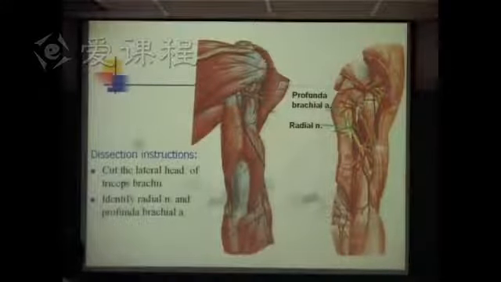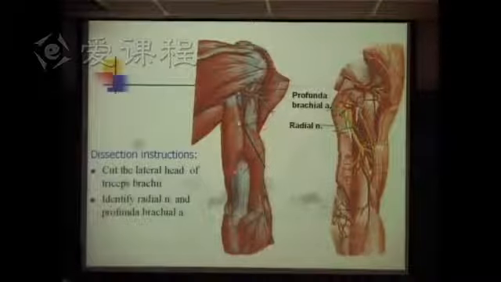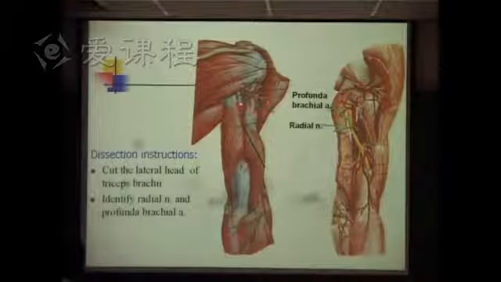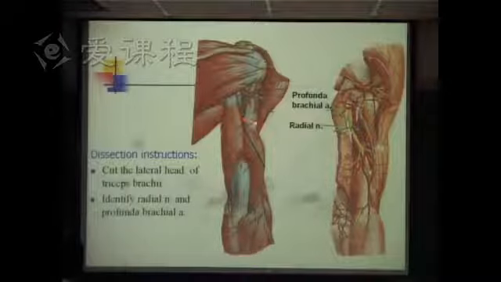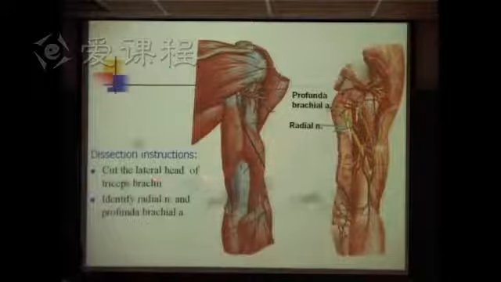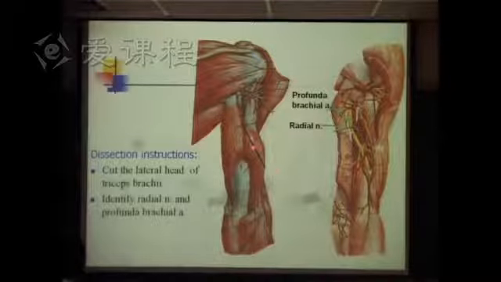After the deep fascia is removed, you can find the muscle. This is the triceps brachii. You can identify its two heads, the long head and the lateral head. You should cut this lateral head like this, cut the lateral head of the triceps like this, and lift the lateral head of this muscle.